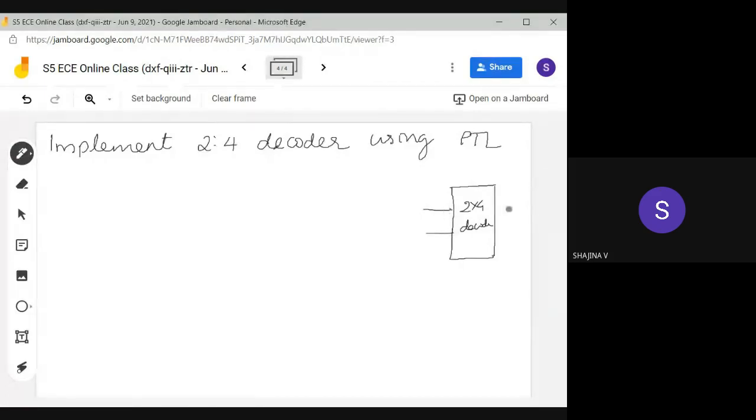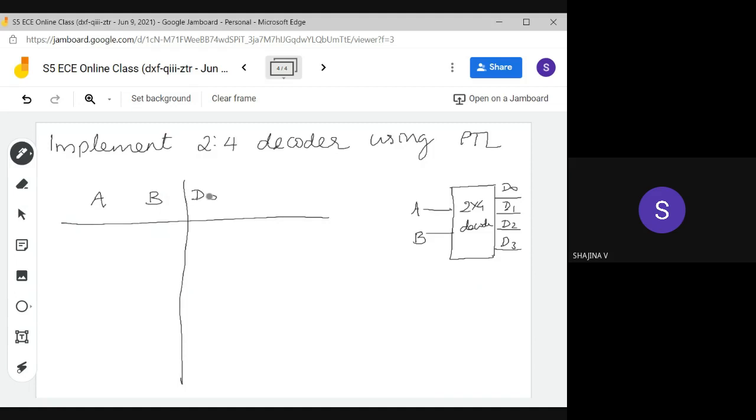As the name implies it has 2 inputs and 4 outputs. Okay. And if I am taking inputs are A and B, output D0, D1, D2, D3. And how will it works? I have 2 inputs A and B and 4 outputs, that is D0, D1, D2, D3. Before going to PTL, how this decoder works? When my input is 0, 0, output at D0 terminal will be 1, other will be low.